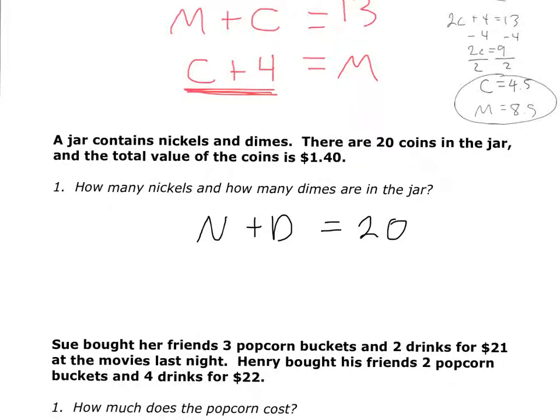Our second equation, you have to know how much a nickel and a dime is worth. Okay, so how much is a nickel worth? Well, of course, you know a nickel is worth 5 cents. And of course, you know a dime is worth 10 cents. And how much did we have in the jar? We knew that we had $1.40.